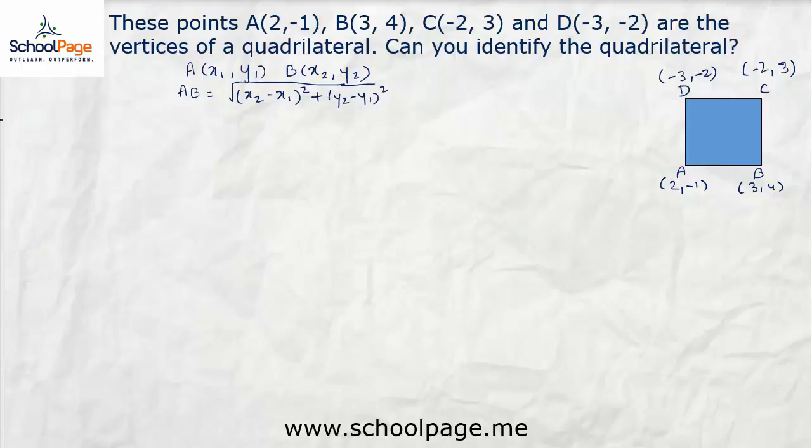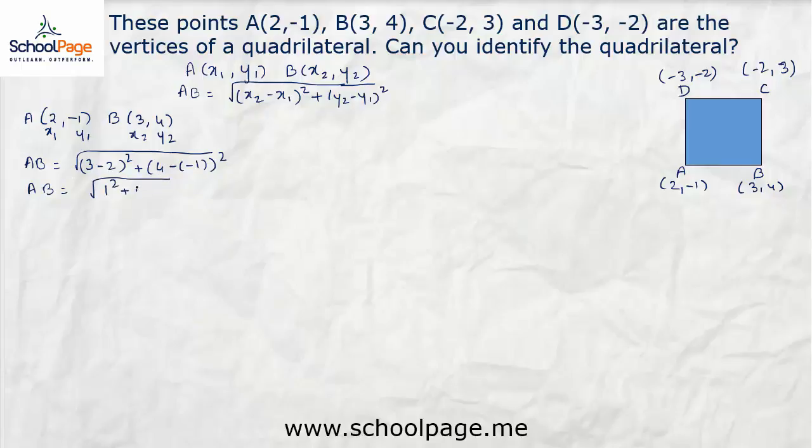Let us first find the distance AB. For this we write the coordinates of A as 2, minus 1 and B as 3, 4. Let us mark this as x1, y1 and x2, y2. Let us find the distance AB as equal to square root of x2 minus x1. So 3 minus 2 the whole square plus y2 minus y1. So 4 minus of minus 1 the whole square. Solving this we get AB as equal to square root of 1 square plus 5 square, which is equal to root of 26.